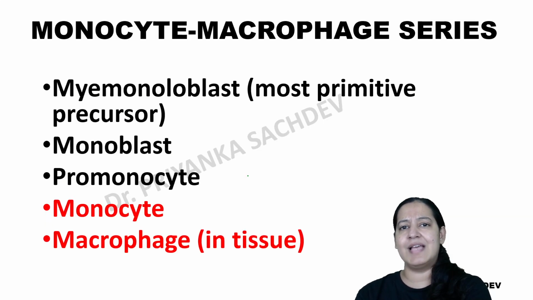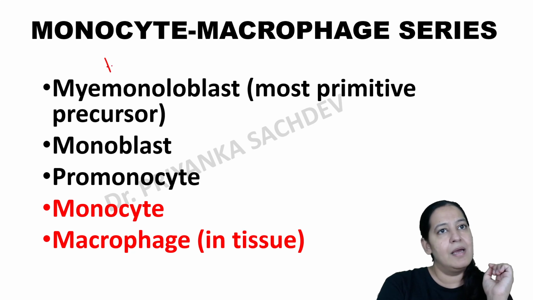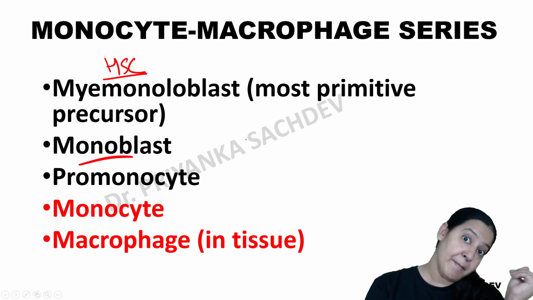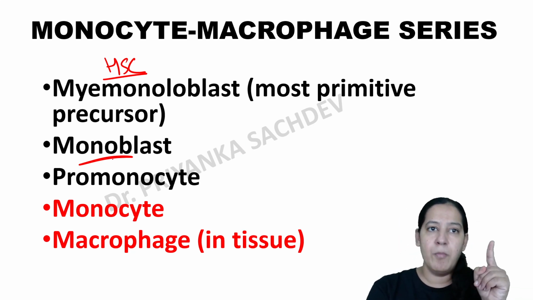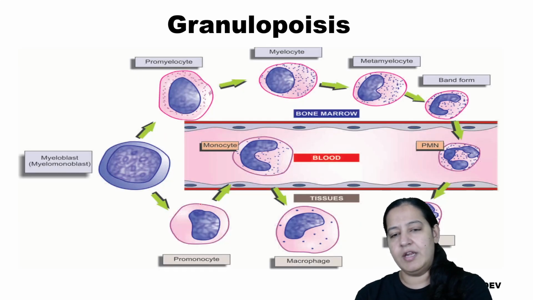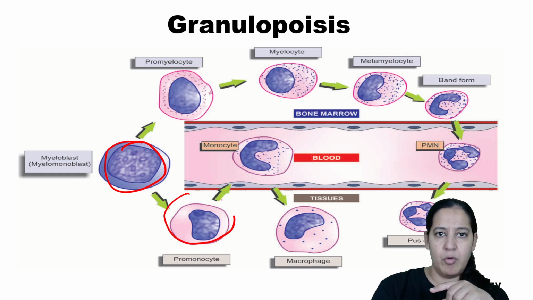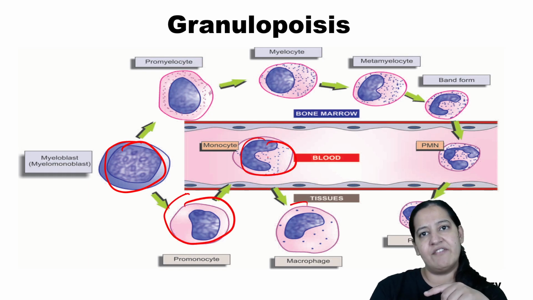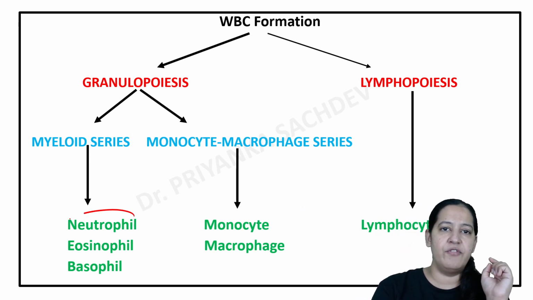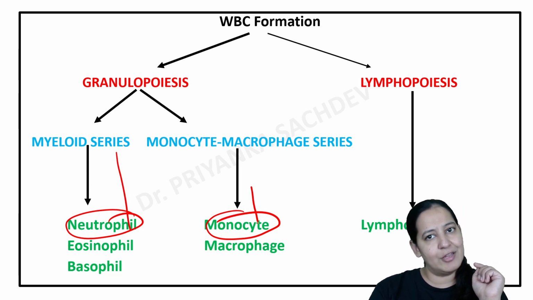Let me come to another cell, that is monocyte. How is monocyte formed? Again, the first cell is the same, hematopoietic stem cell. From hematopoietic stem cell, here monoblast is formed. There it was myeloblast, here it is monoblast. From monoblast, promonocyte and monocyte. It is very simple. Here in the diagram you can see myeloblast, monoblast, and this is monocyte. When monocyte comes in tissue, it is known as macrophage. So you know the precursors of neutrophils and of monocyte. Neutrophils have 5 precursors, monocyte has only 2 precursors.